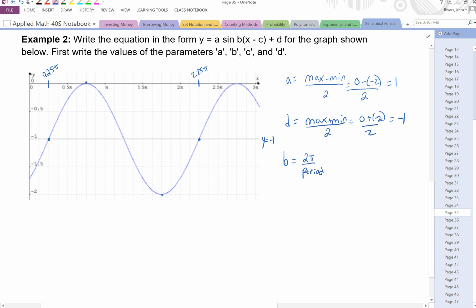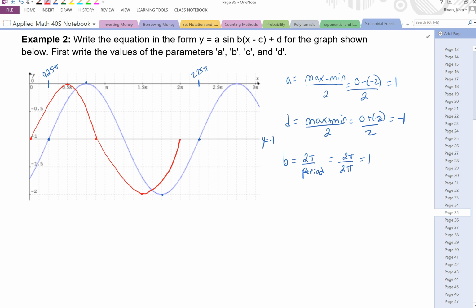So if you subtract those, just to get the difference there, you would get 2 pi. So our b value is going to be 2 pi divided by 2 pi, which gives us a 1. So your b value is 1. All that's left now is our c value, and what you're going to be looking at is if this was the regular sine function shifted down, we would notice that the sine function would start in a different spot.